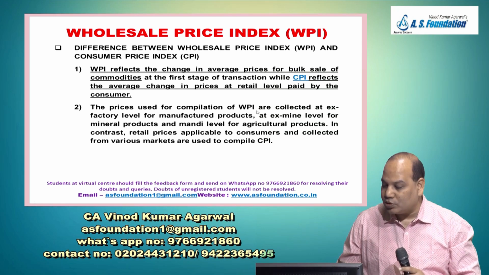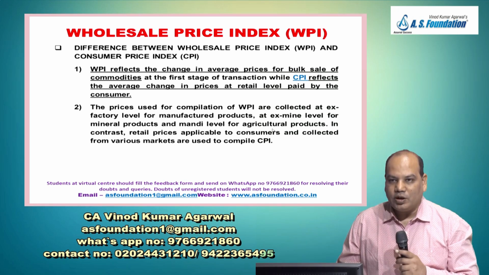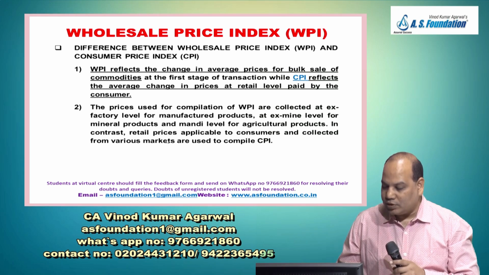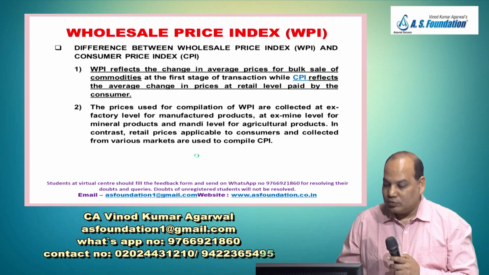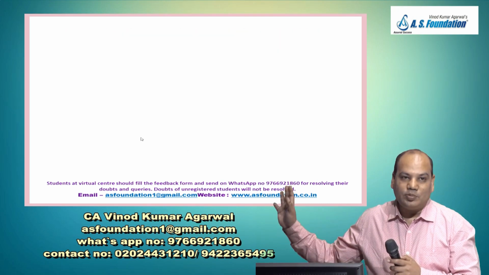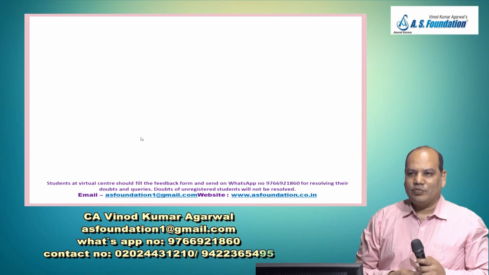Prices used for compilation of WPI are collected at ex-factory level for manufactured products, at ex-mine level for mineral products, and mandi level for agricultural products. In contrast, retail prices applicable to consumers are collected from various markets and used to compile CPI. It's collected from the retail market, you can say. One student is saying that suppose in Tamil Nadu the price may be different, in the Northeast the price may be different. But this is average.